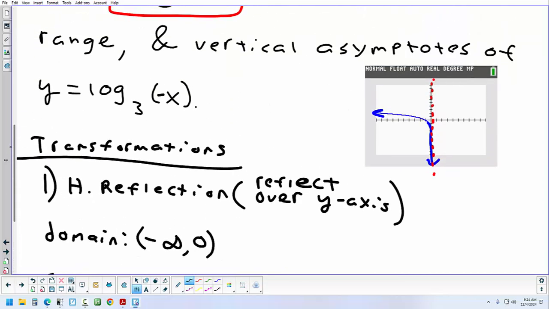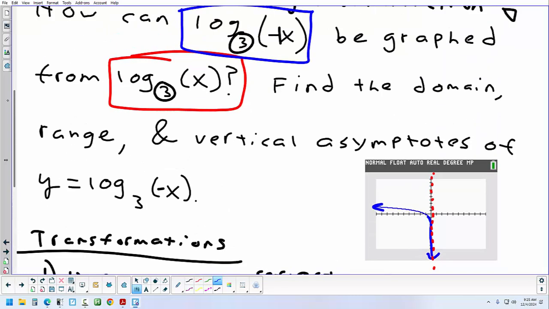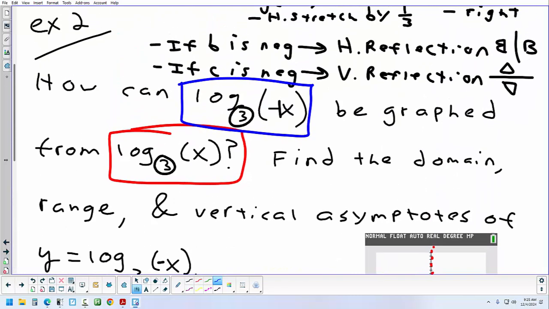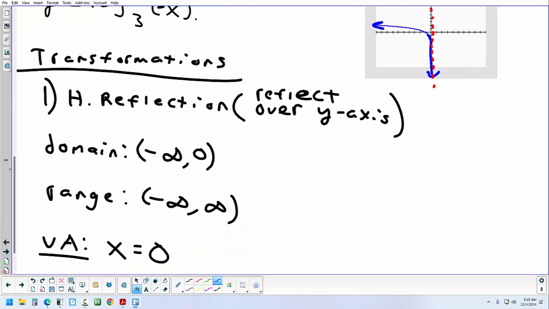Did that change by reflecting it compared to what it would have been if we didn't reflect it? No. Reflecting it doesn't change the asymptote because the original would look something like that. The only thing that would change the asymptote is if you do a horizontal shift. Okay, you got to do some kind of shift left and right to change the asymptote. All right, so we've got domain, range, and vertical asymptotes, and we got the sketch. Okay. Any questions on those?